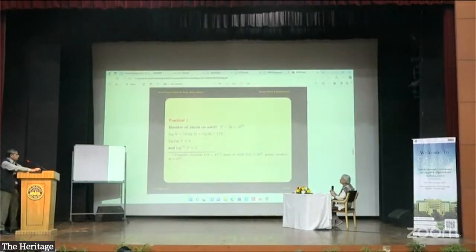The question is, why am I calling this a practical algorithm? The number of atoms on Earth is less than 36 times 10 raised to the power 50. How did I get this number?